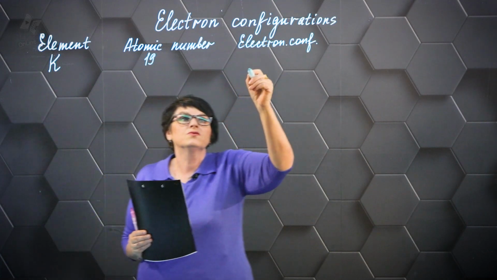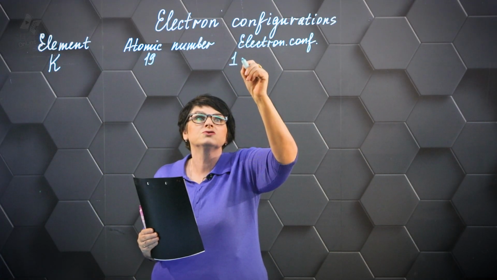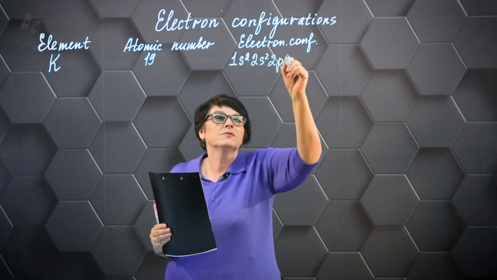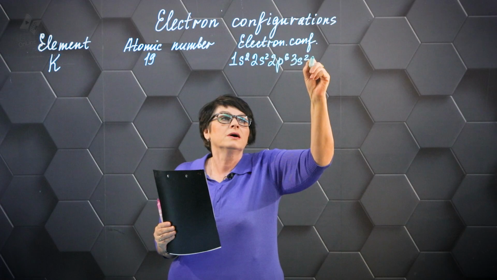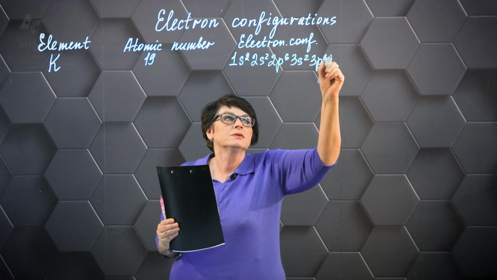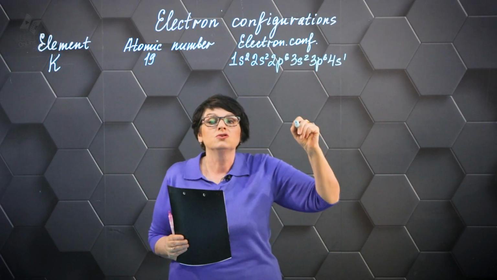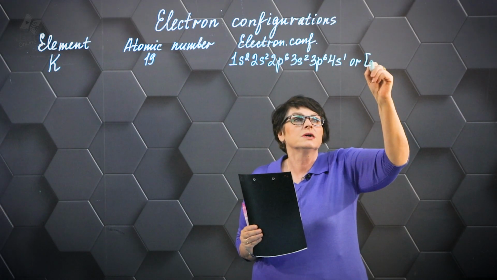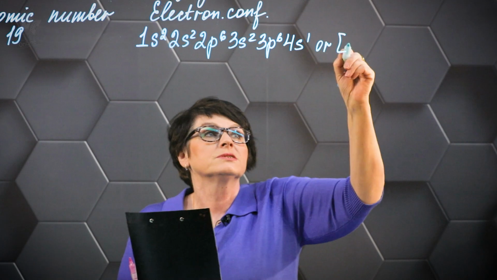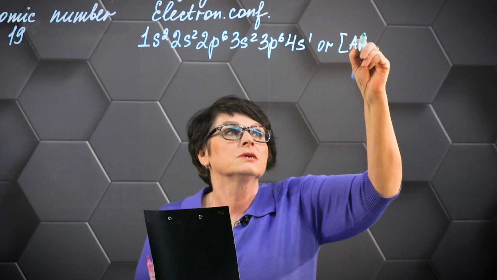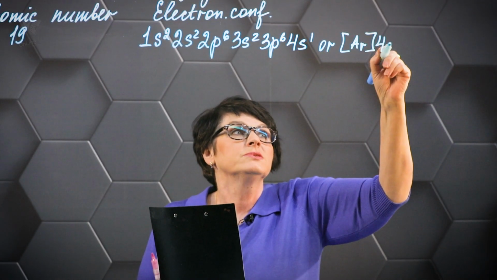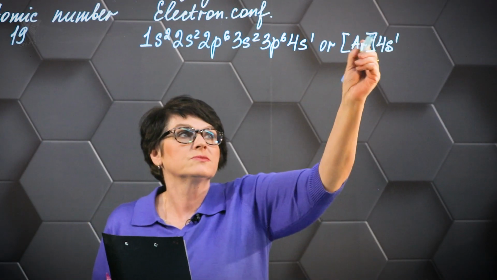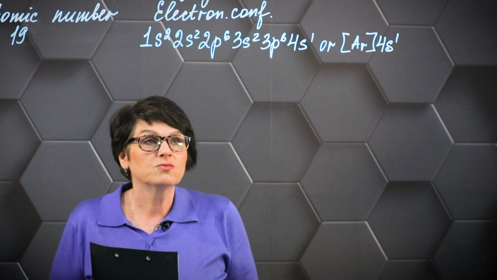The electronic form, if we write it down in full, looks like this: 1s2, 2s2, 2p6, 3s2, 3p6, and 4s1. But we said in the last lesson that this kind of writing can be written in the short version. Up to 3p6 is the element argon, the noble gas, and then we have the entry 4s1. And for the elements that follow, I'm going to write with the short entry.